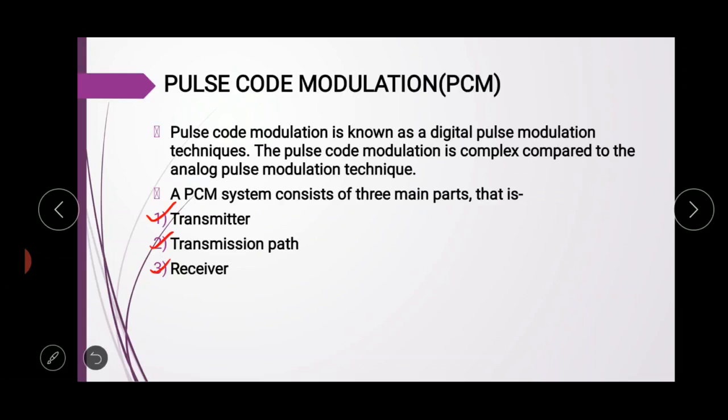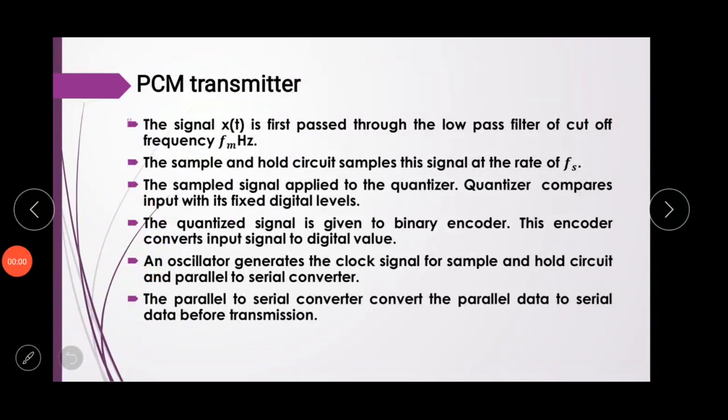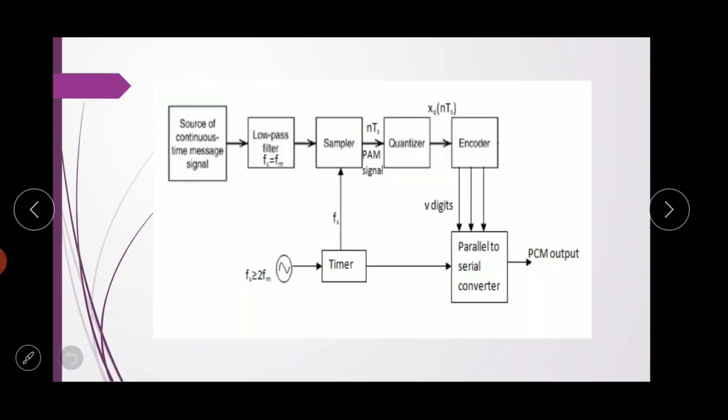Okay. Next is the PCM transmitter. So, this is the theory part. Let's go to the block diagram.